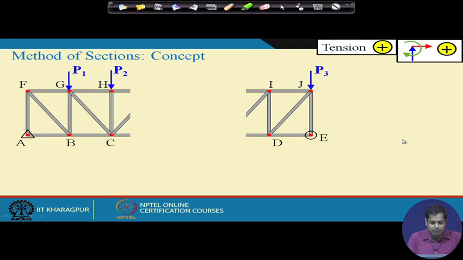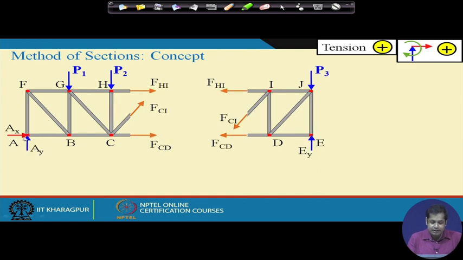If we draw the free body diagram, then the free body diagram will be this. Okay, it was a hinge support, so it is represented by two forces, horizontal and vertical reactions, and the roller support here, only one reaction at E. Now, this section breaks member HI, member CI, and member CD. Therefore, FHI, FCI, FCD are the forces in those members. Now, if we break it, then that section is to be represented by the member forces that we discussed when we discussed drawing free body diagrams.